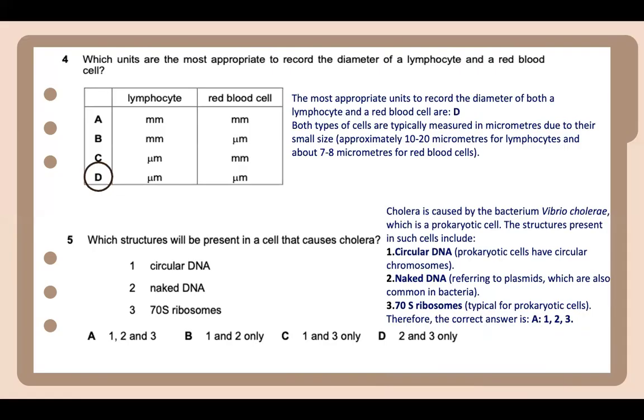Which structures will be present in a cell that causes cholera? Cholera is caused by a bacterium called Vibrio cholerae, which is a prokaryotic cell. The structures present in such cells include circular DNA, as a prokaryotic cell has a circular chromosome, naked DNA, which refers to plasmids, which are also common in bacteria, and 70S ribosomes, typical for prokaryotic cells. Therefore, the correct answer will be 1, 2, 3.